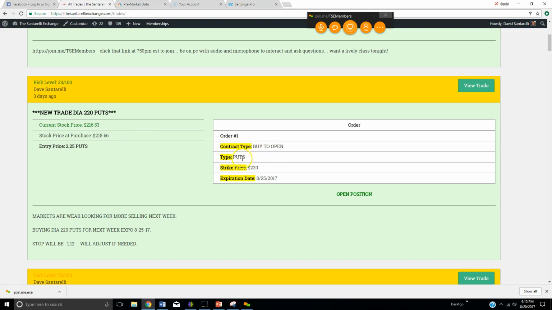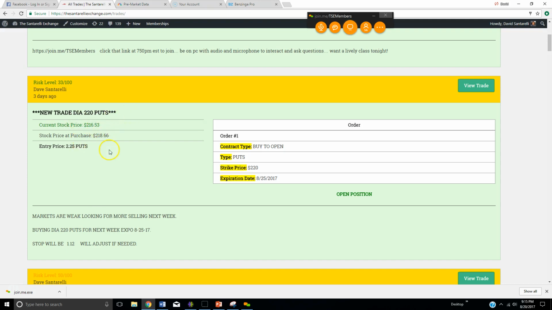We bought to open the DIA puts, 220 strike, for August 25th expiration. The stock when we purchased this was at 218.66. Its current price is 216. And since it's a put, we make money when the stock drops. So right now we have about a 50% return on this trade.